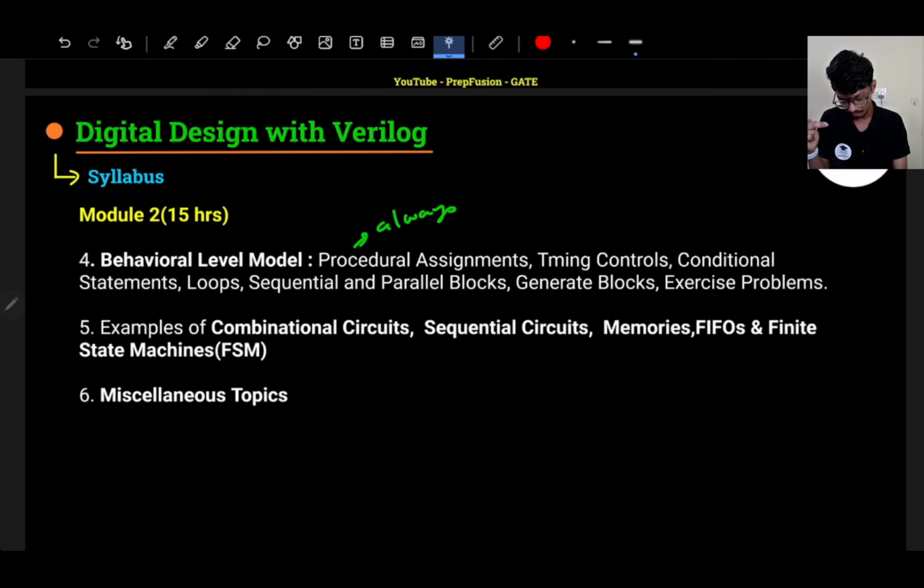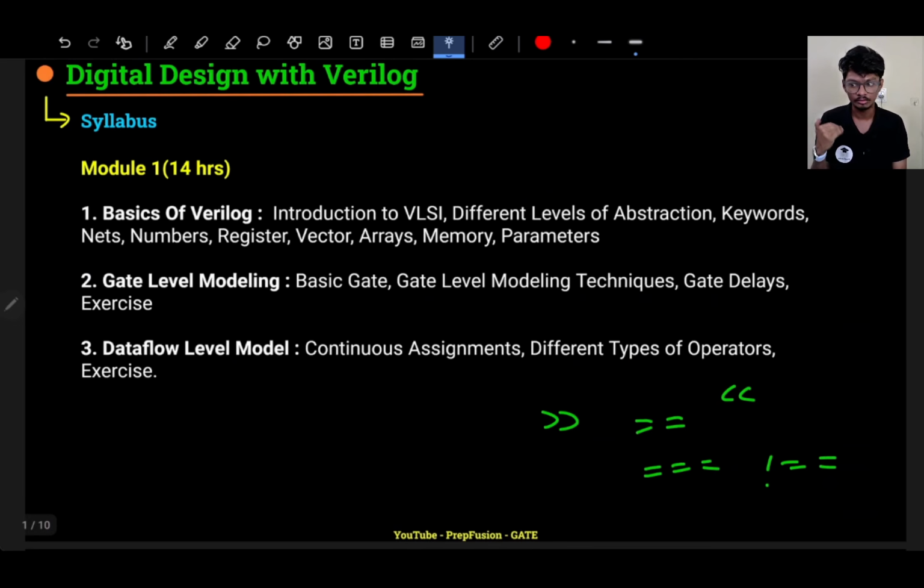So this was the syllabus for Verilog, and module 2 is roughly 15 hours. In total, the whole of Verilog will be finished in 29 hours.